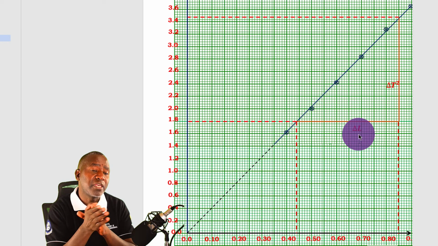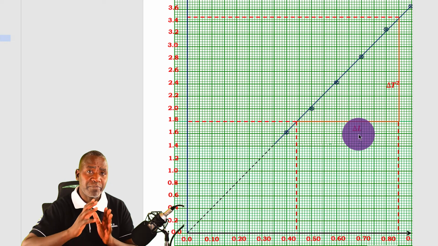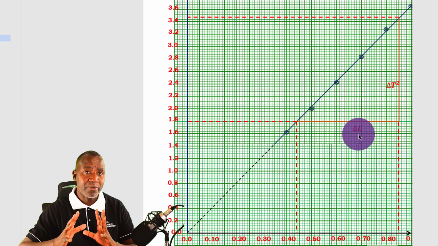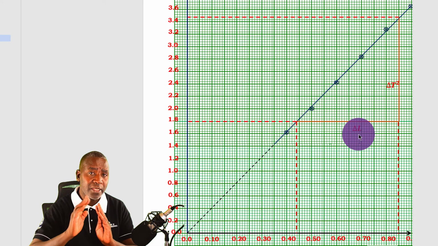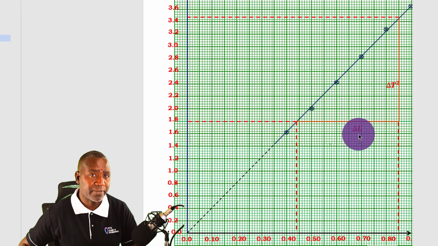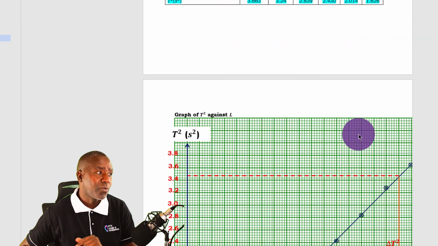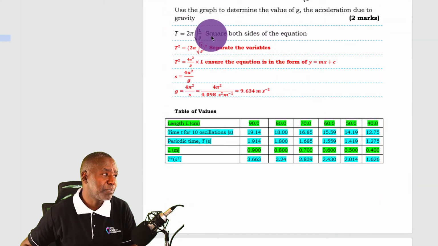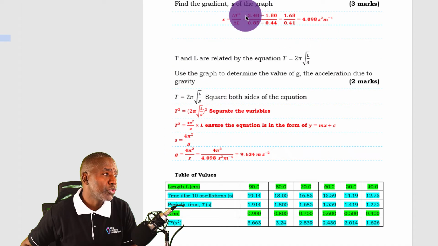3 marks may be given, 2 marks may be given, because sometimes they ask for the gradient and the intercept. It depends on the kind of paper. So don't worry about the marks. You just do exactly what you've been asked to determine. All right? And then when it comes to writing in the space which is provided, show the read-offs.